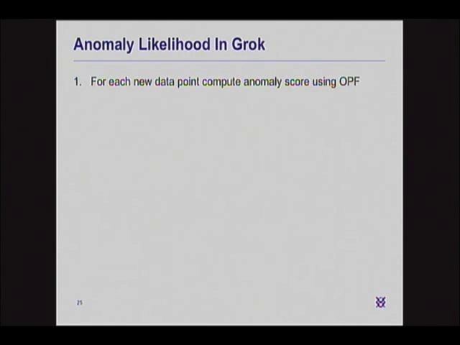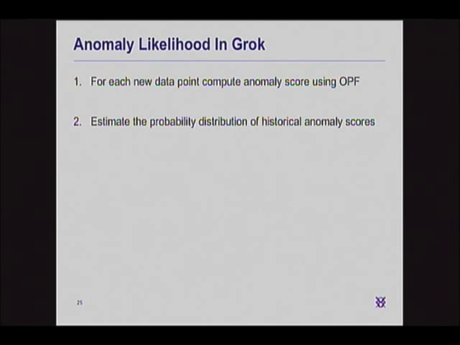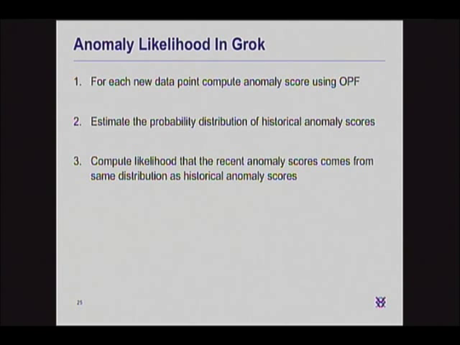So for every new data point, we compute the anomaly score using the LPF, exactly like I showed you before. And then we estimate the probability distribution of the historical anomaly scores. So if you look at all the anomaly scores that have happened up to this point in time, what is the distribution of those? And we model it as a Gaussian today. And then, given that past probability distribution, we look at the recent anomaly scores and see how likely it is that the previous distribution generated these recent anomaly scores. So we can compute a likelihood, a probability for that.